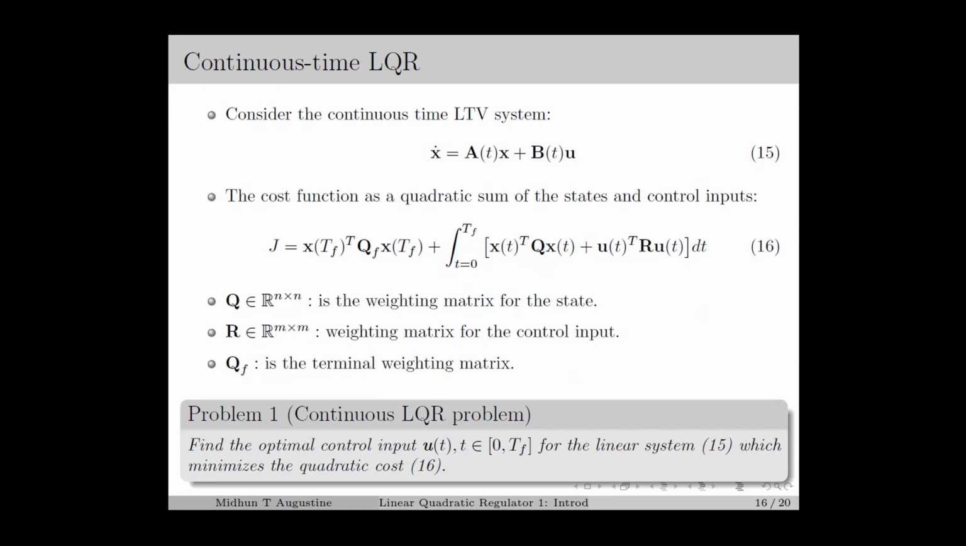If we need faster transient performance, we have to give more weightage to Q, and similarly for lesser control effort, we have to increase R. Q and R are usually chosen as diagonal matrices, and we can add different weightages to the individual elements of the state and control vectors by adjusting the diagonal elements of Q and R suitably. Now, the continuous time LQR problem is to compute the control input for the linear system, which minimizes the quadratic cost.